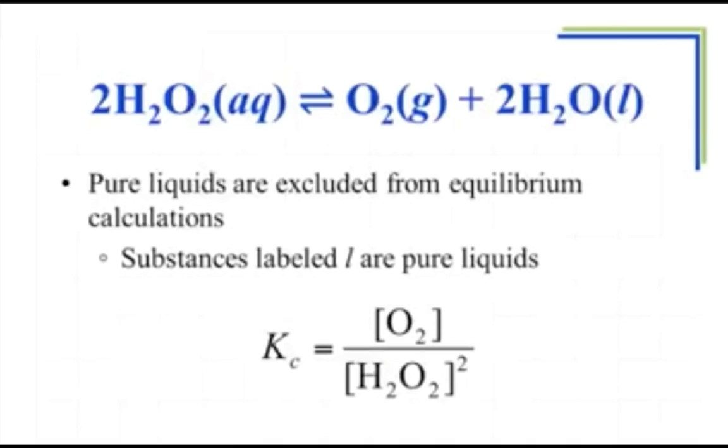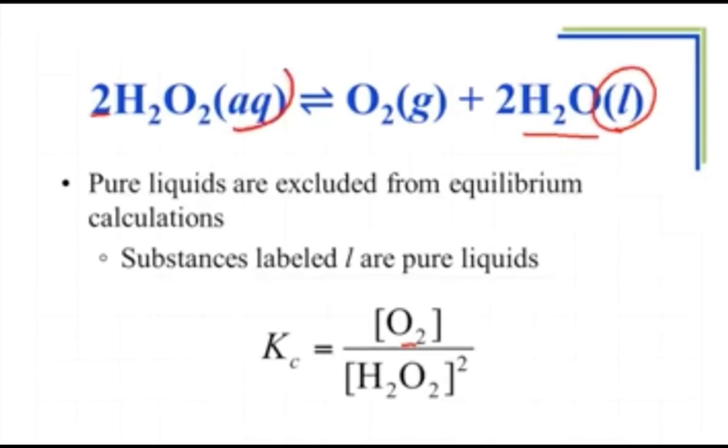The other thing I exclude from my law of mass action is pure liquids. Again, just like with solids, the concentration of pure liquids does not change. So we have a reaction here, 2 H2O2 going to oxygen and water, so the decomposition of hydrogen peroxide. And when I look at my law of mass action, I have my oxygen as a product. I notice that water, because it's a pure liquid, is omitted. On the bottom, I have H2O2 to the second power for the coefficient there.